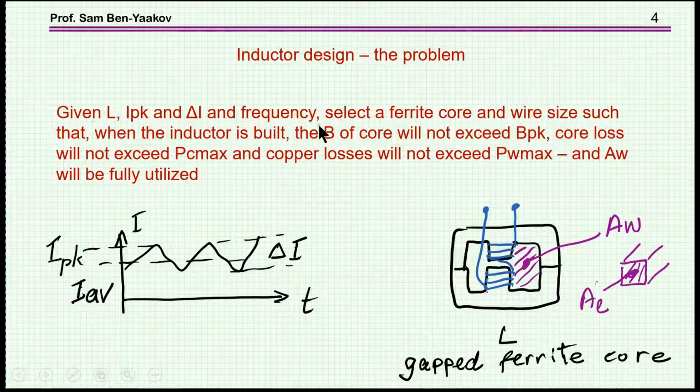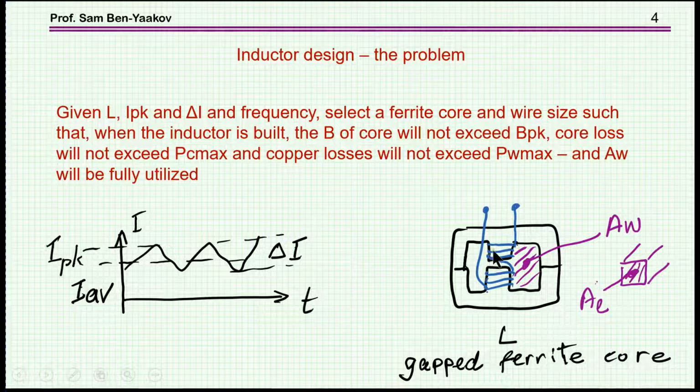So from this information we have to select a ferrite core and a wire size such that the B will not exceed a given value, and that the core losses will not exceed a given maximum value, and also that the copper losses due to the resistance of the wire will not exceed a given value. All these subject to a requirement that we would like to fill up this window area as much as we can. This is the winding window here.